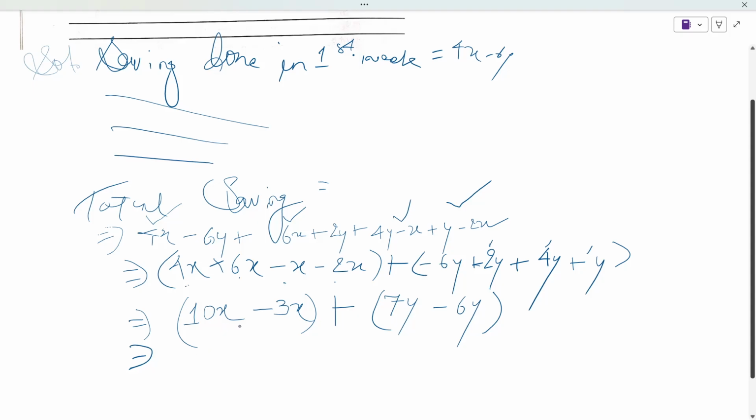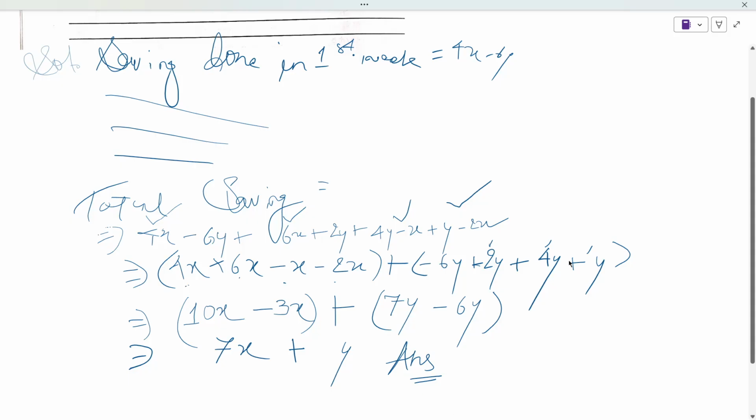Then in the next step, 10x minus 3x. So 10 minus 3 gives you 7, so 7x. And another bracket, 7y minus 6y. So 7 minus 6 is basically 1, so 1y, or we can say 1 is understood, so no need to mention it, just y. So 7x plus y rupees is what that boy was able to save in the entire 4 weeks.